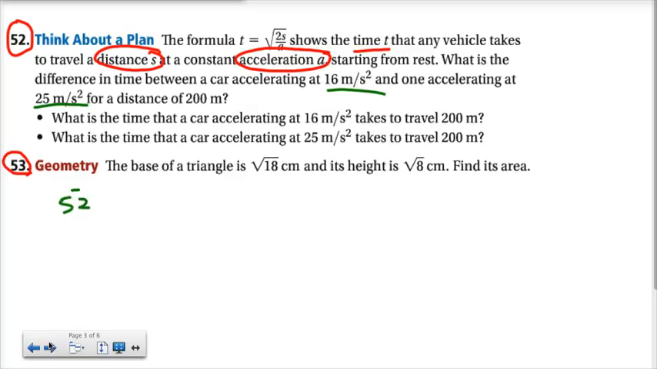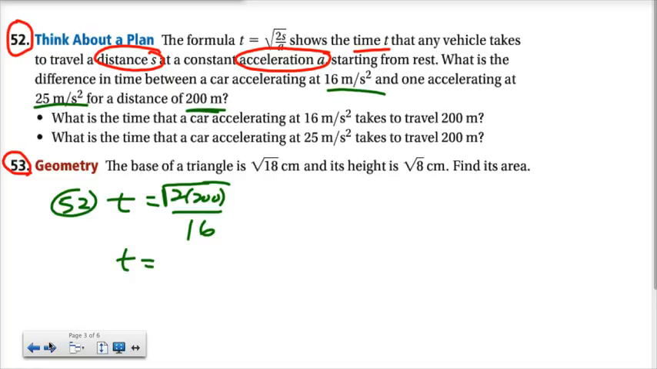So for 52, we want the time, and the first time we want that for an acceleration of 16 meters per second, so that's going to go down on the denominator for a. And for both of these, that s, that stopping distance, is going to be 200, because they said it was a stopping distance of 200 meters. So the square root of 2 times 200 over 16. And that's going to be the square root of 400 divided by 16, which comes out to 5 seconds.